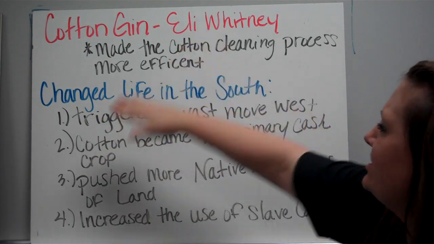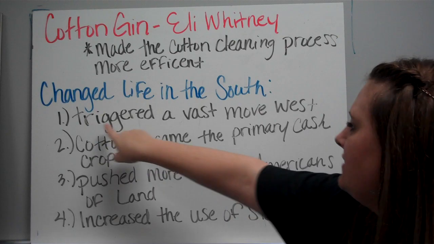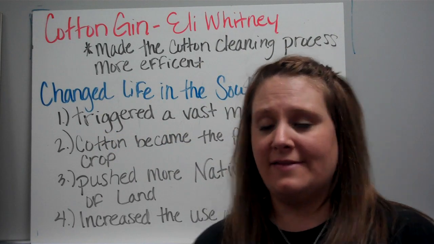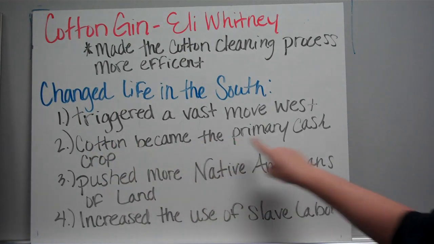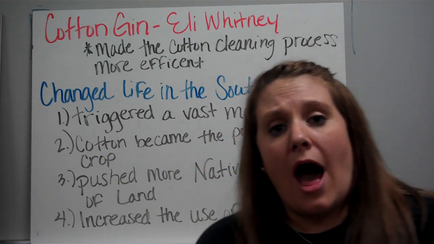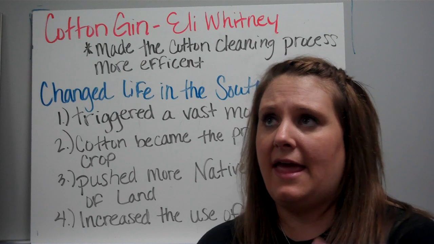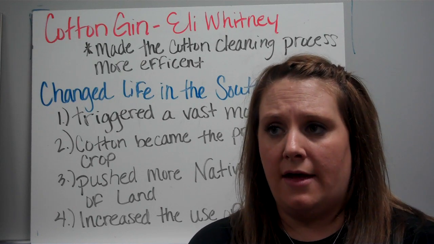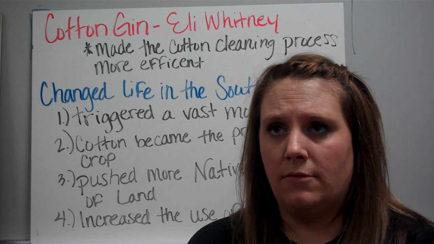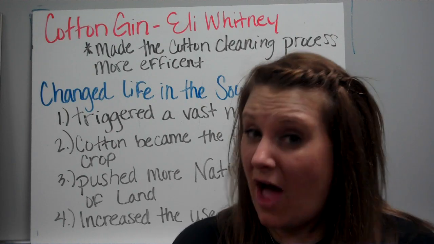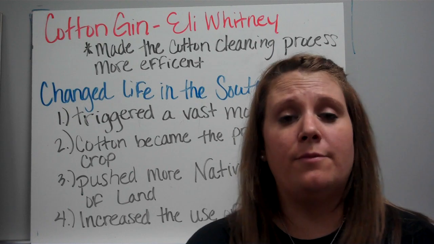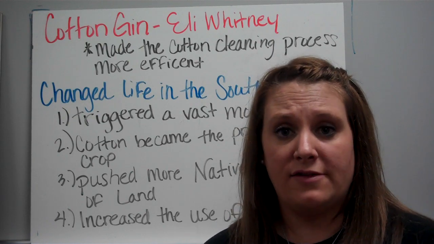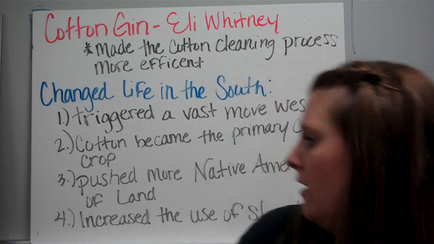Okay, so how did the cotton gin change life in the South? Well, first it triggered a vast movement west. People started moving west because, two, cotton became the primary cash crop. Cotton became king. It became a product that was very profit-oriented. You could get a lot of money for it in the world market. And people started moving west to start their own cotton fortune.